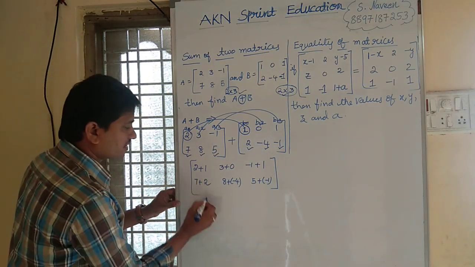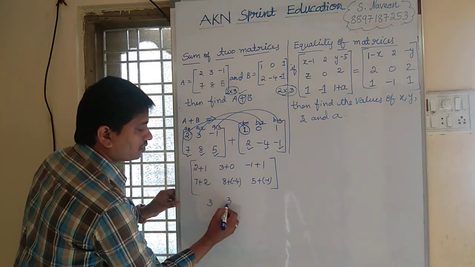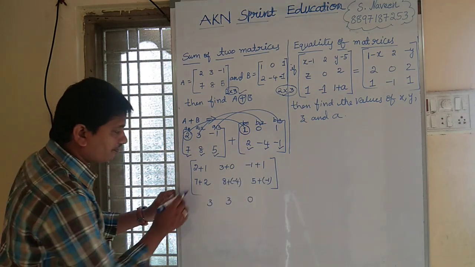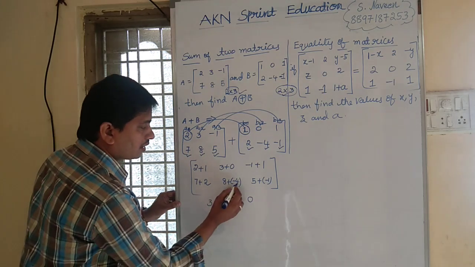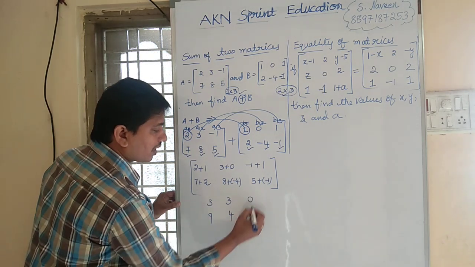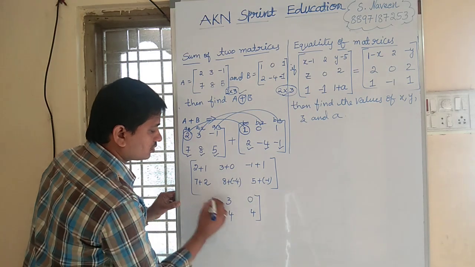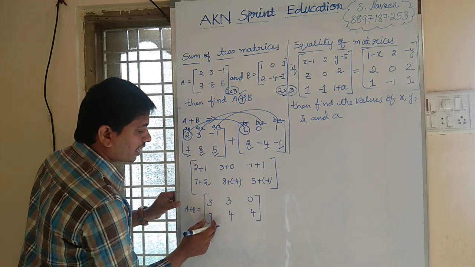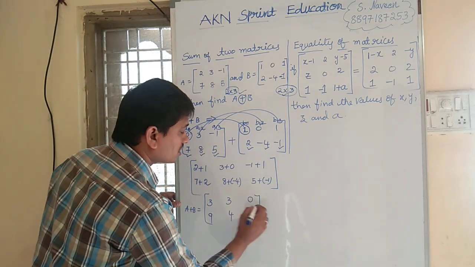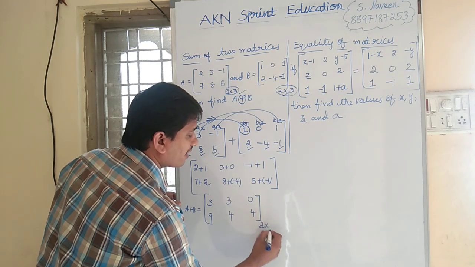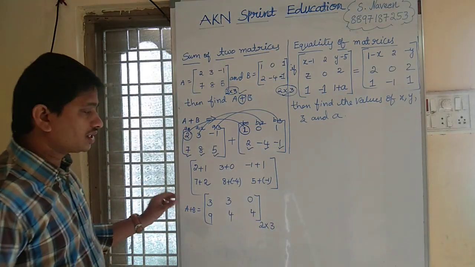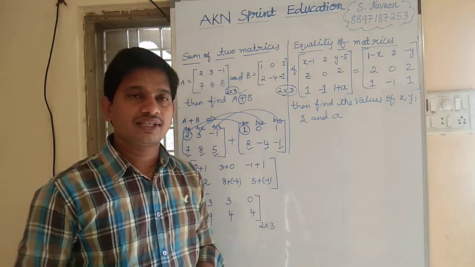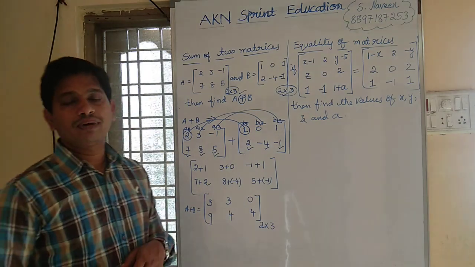Okay, children? 2 plus 1, 3. 3 plus 0, 3. Minus 1 plus 1, both get cancelled, 0. 1 minus 1, 0. 7 plus 2, 9. 8 minus 4, 4. 5 minus 1, 4, children. So what is the sum of the matrices, A plus B? A plus B equal to 3, 3, 0, 9, 4, 4. And what is its order, children? It has 2 rows and 3 columns, that is 2 by 3. In this way, we can find the addition of matrices, also called the sum of two matrices.